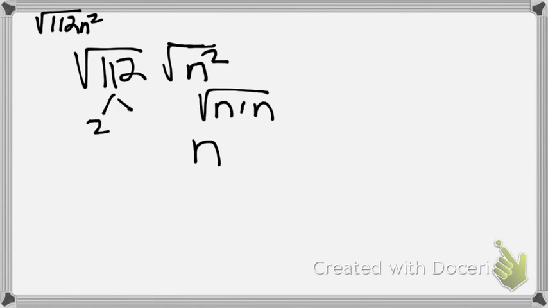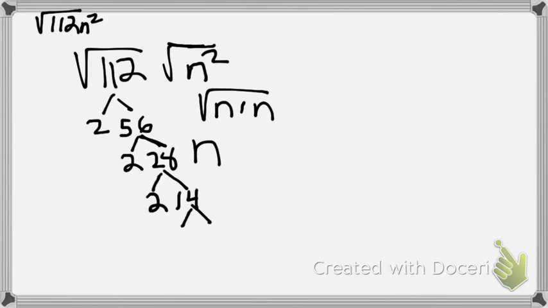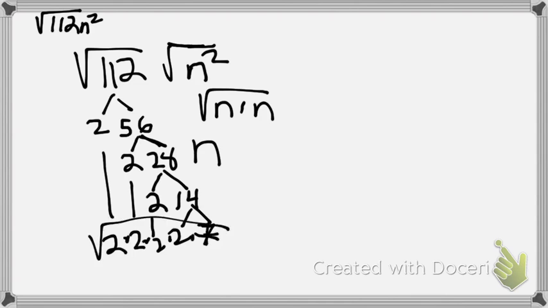112, we're going to pull off a 2. And that leaves us with 56. So we keep pulling off 2's until we can't anymore. And what are we left with? We're left with 4 2's and a 7. Now notice here, when we do the square root, we're looking for groups of 2. Well, we have 2 groups of 2 2's. So we have 4 total 2's there. 2 times 2 times 2 times 2 times 7.